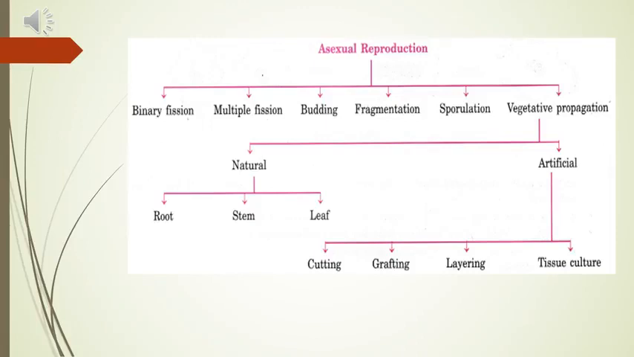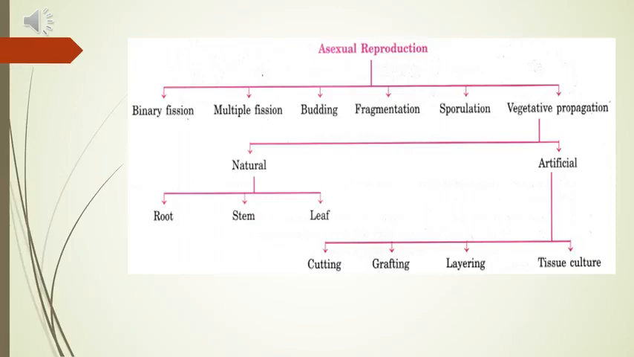So here in this slide, I am showing one of the modes of this process, that is the asexual mode. And asexual mode is again categorized into different forms, for example binary fission, multiple fission, budding, fragmentation, sporulation, and vegetative propagation. Among all these, binary fission, multiple fission, budding, fragmentation, and sporulation, if you broadly say, come within the animals. And vegetative propagation is restricted to the plants. This type of asexual mode just happens where?